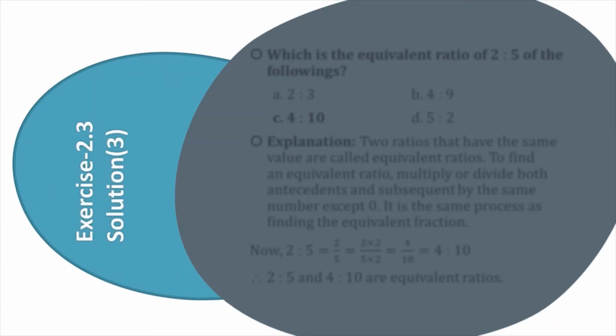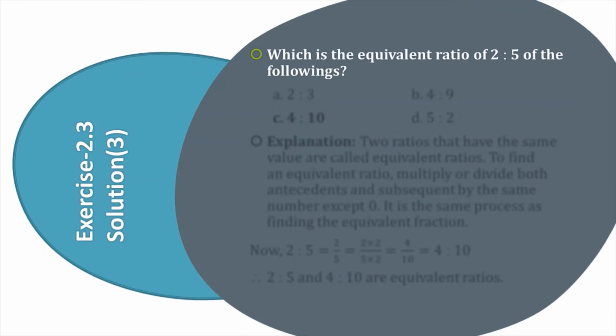Let us see the solution number 3. That is the question, which is the equivalent ratio of 2:5 of the followings. Let us see the options. A 2:3, B 4:9, C 4:10, D 5:2. As you can see, the marked part, that colorful part in here, that is C 4:10 is our desired answer. Let's see how we get this answer.